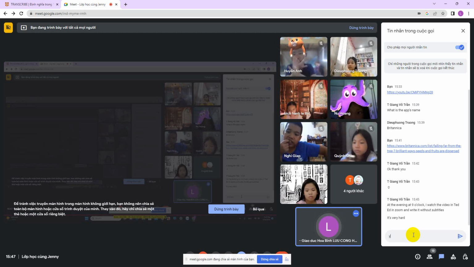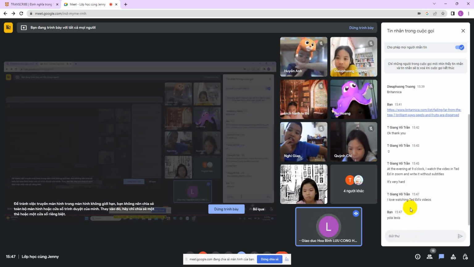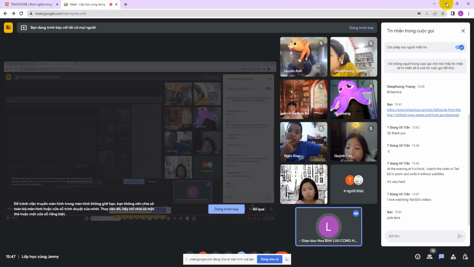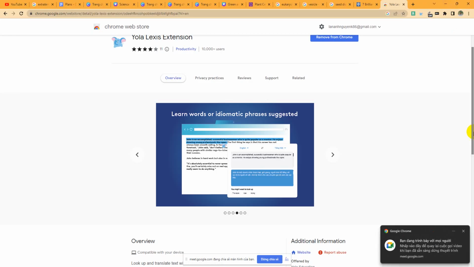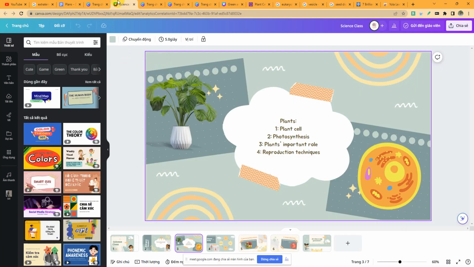So yeah, this app is Yola Lexus. As I've just typed, you can see it on the screen. So that's a little bit of my recommendation. If you're struggling with vocabulary learning, then definitely download this app. It can help you a lot. Right, so yeah. Let's come back to our main point. I think I'm just talking too much about this website.